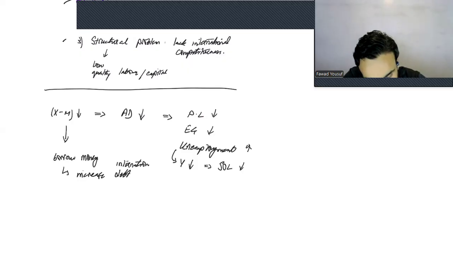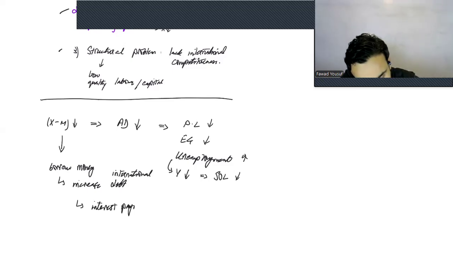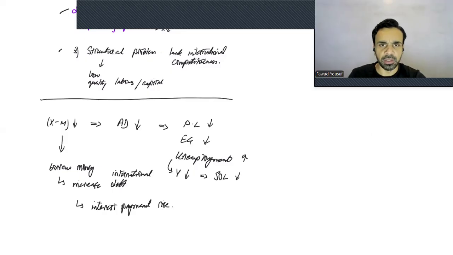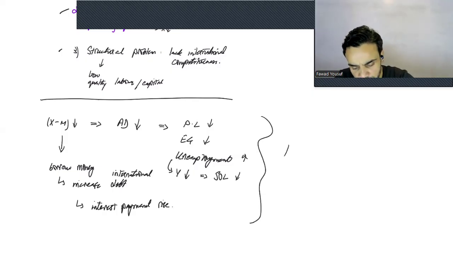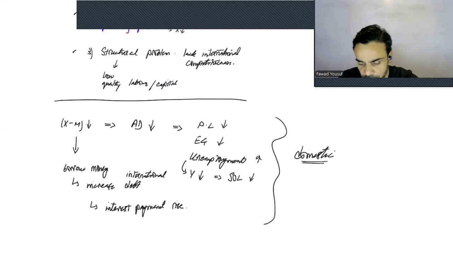I will explain this to you with Pakistan's case shortly. So international debt increases, so now you owe foreign countries. And as a result, your interest payments rise. So all these are sort of domestic issues for us. I will explain all these from the domestic point of view, that this is what is going to happen to my domestic economy.